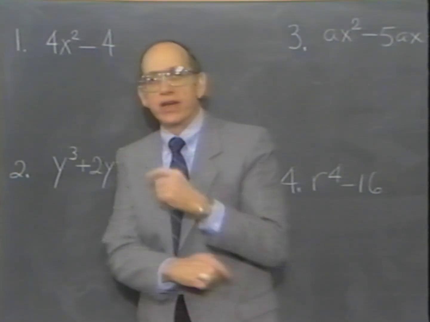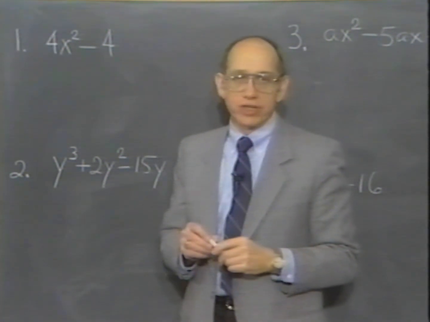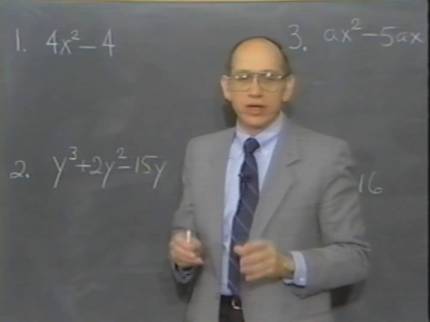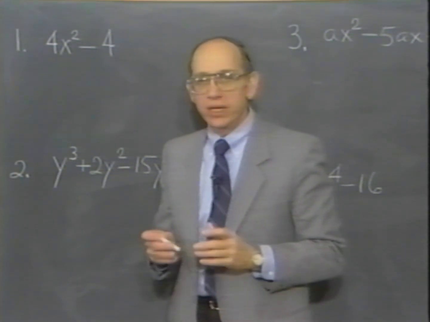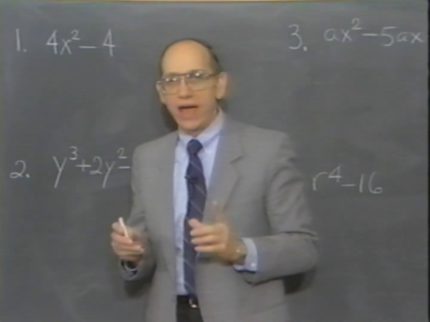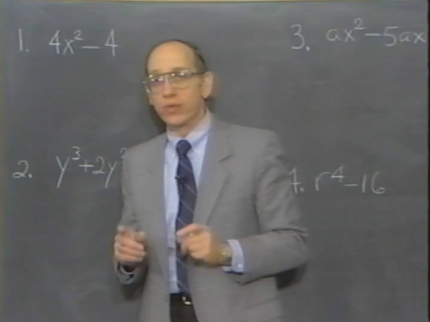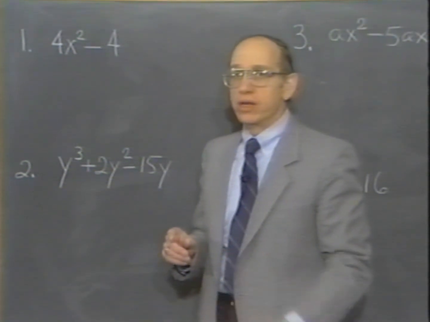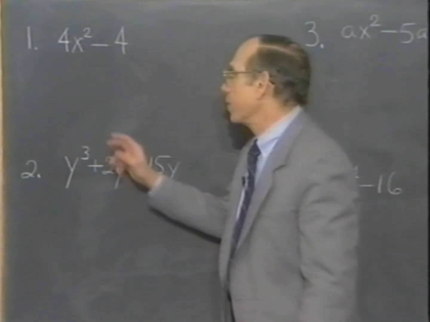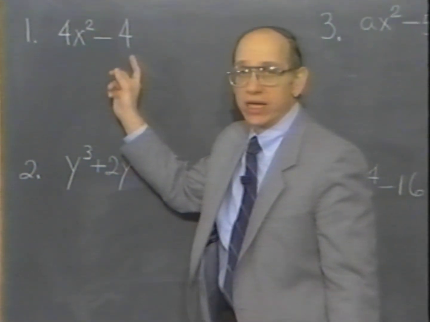In this set of examples, the instructions in your study guide are factor completely. Factoring completely usually means that you're going to have to factor more than once, and you're probably going to have to use more than one type of factoring. If we take a look at number 1, we see we have 4x squared minus 4.